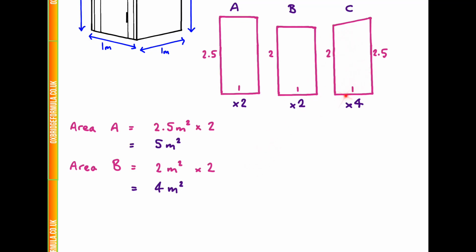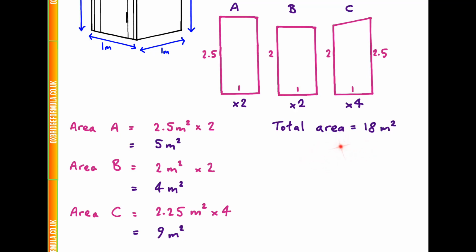And how many of these do we have? We have 4, so 4 times 2.25 square meters. 4 times 2 is 8, 4 times a quarter is 1. That gives us 9 square meters of C that we need to paint. And so now we're in a position to easily work out the total area that we need to paint. 5 plus 4 is 9, plus 9 is 18. So if we're painting 18 square meters, what do we need to do now?